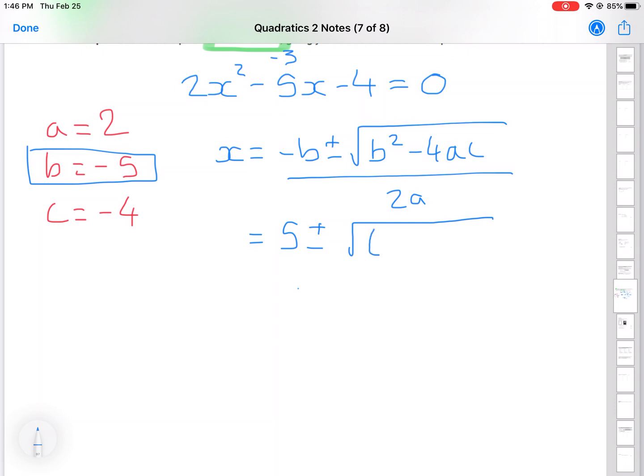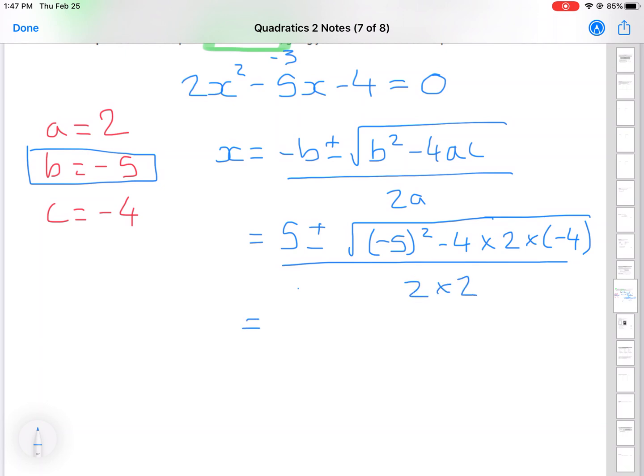plus or minus the square root of b squared, so negative 5 squared, minus 4 times 2 times negative 4 for the c, all over 2 times 2, which is our a. So when putting this in the calculator, for the part underneath the square root, I'm going to put negative 5 squared, putting the negative 5 in brackets, squared on the outside of the bracket, minus 4 times 2 times, and then the negative 4 at the end in a bracket, and we should get the number 57.